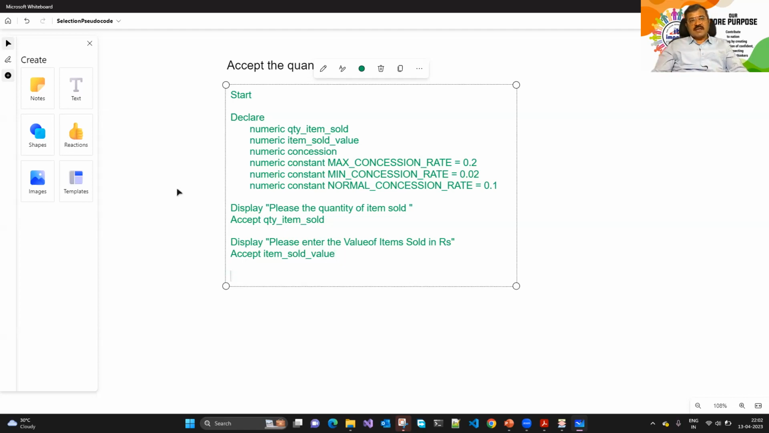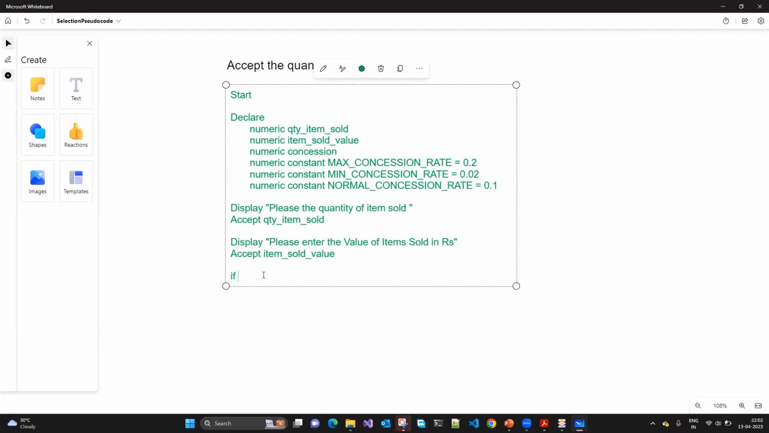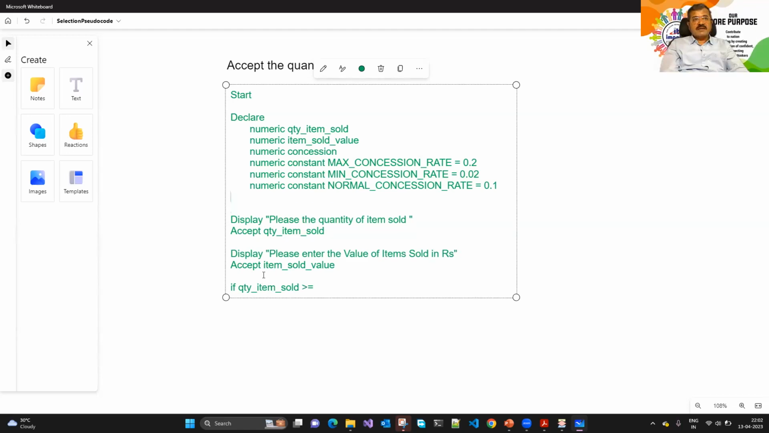Now tell me about the conditions. What is the condition that I have? Now you have both the things. If quantity item sold is greater than or equal to 100, then for that we should have defined a constant. Didn't we need to define one here?